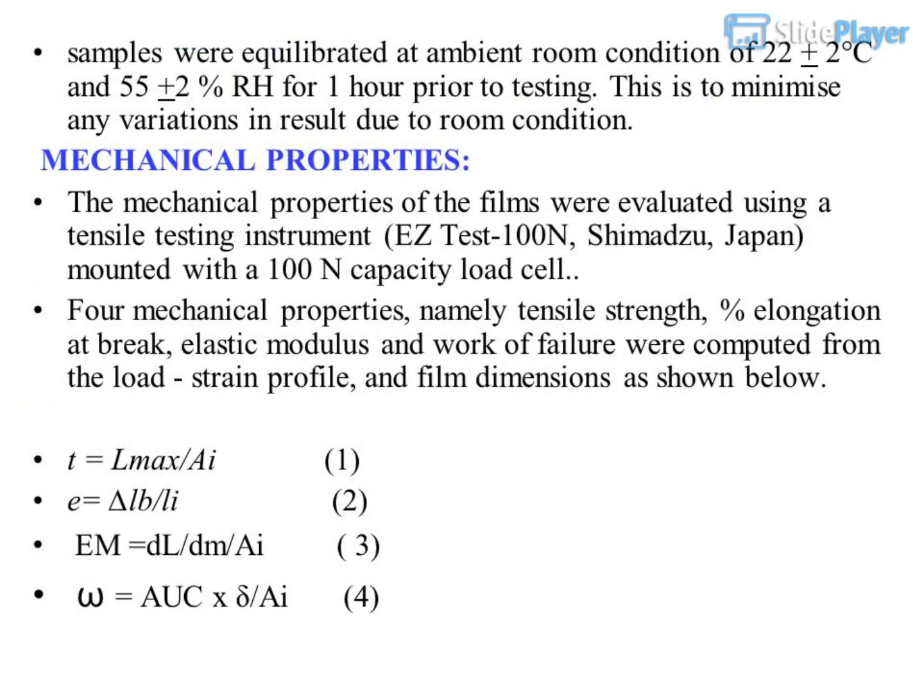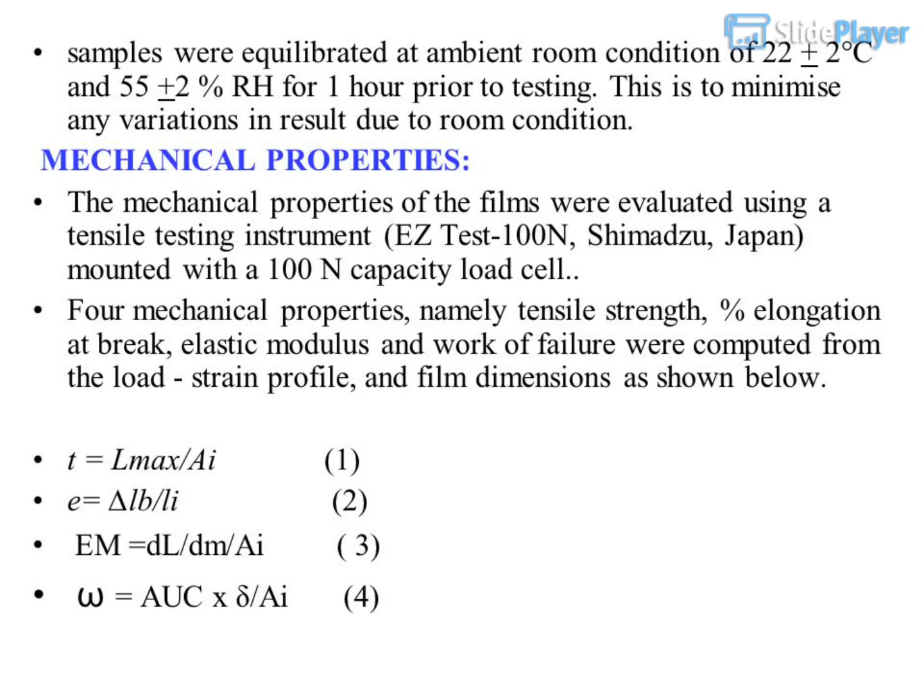Samples were equilibrated at ambient room condition of 22 ± 2 degrees Celsius and 55 ± 2% RH for 1 hour prior to testing. This is to minimize any variations in result due to room condition. Mechanical properties. The mechanical properties of the films were evaluated using a tensile testing instrument, EZ Test 100N, Shimadzu, Japan, mounted with a 100N capacity load cell.